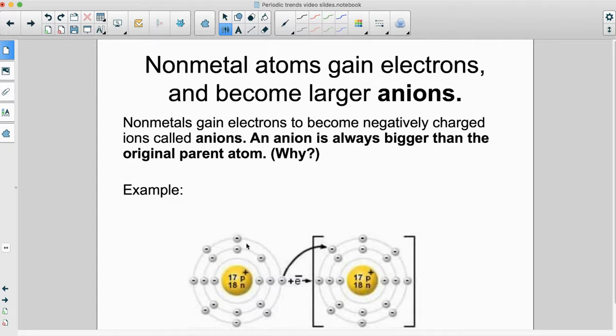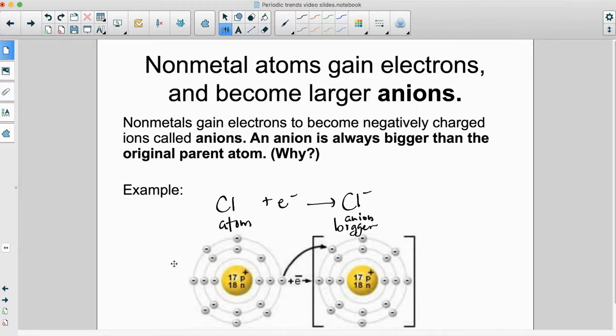Now, when you have a nonmetal, nonmetals gain electrons instead, and then they become larger, negatively charged ions called anions. These anions are always going to be bigger or larger in size. And so here, what atom do we have? Well, it has 17 protons, 17 electrons. This is the Cl atom. And it's going to gain an electron, and it will form a Cl- anion.